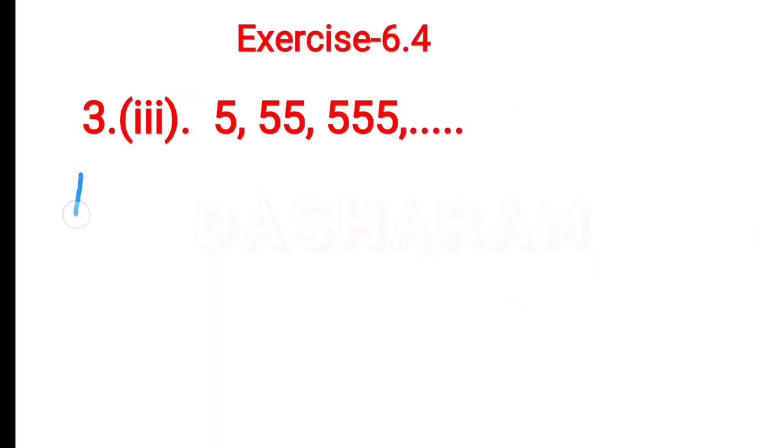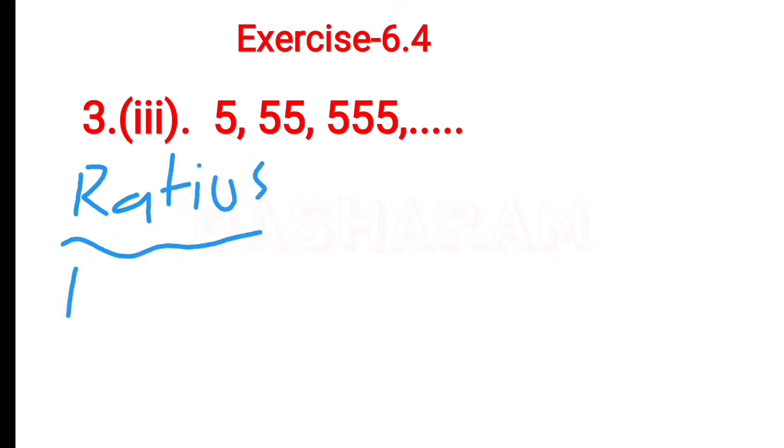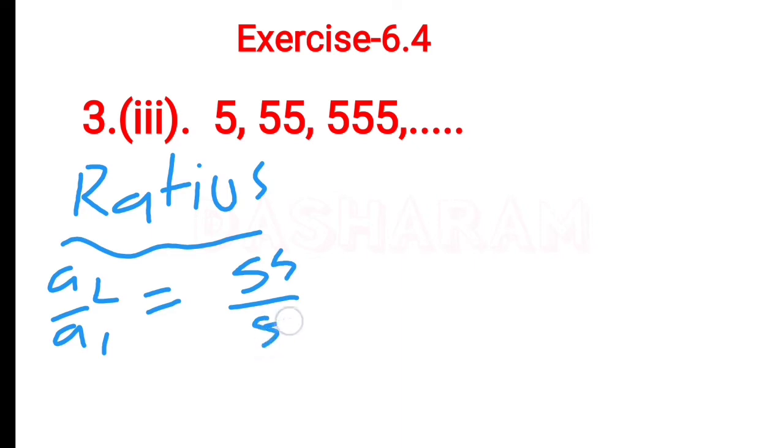So first of all, I am going to verify whether this list of numbers forms a GP or not. The first ratio is A2 divided by A1. What is the A2 value? 55 by 5. So 55 by 5, the answer is how much? 5 ones are 5, 5 elevens are 55. So 11 is the answer.